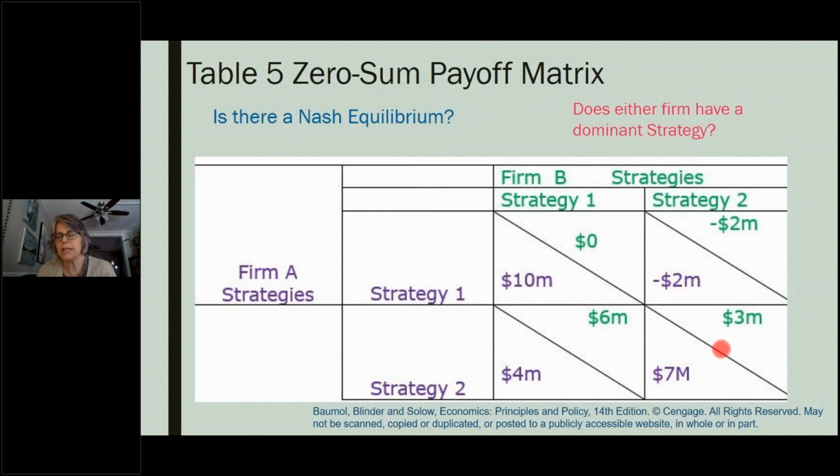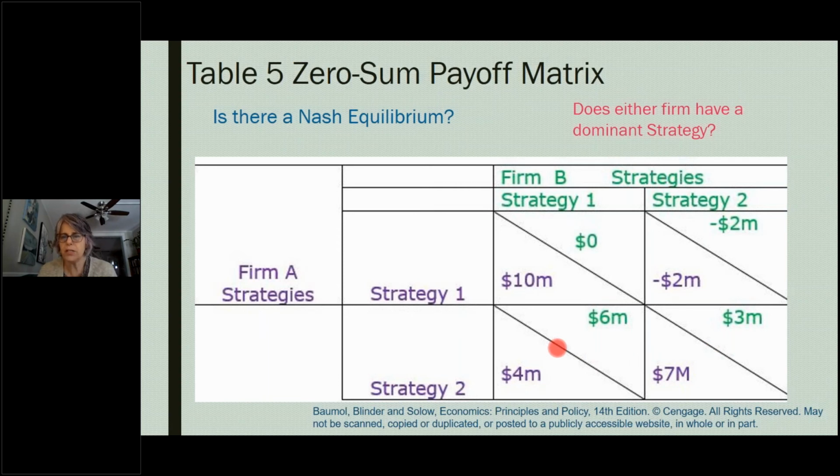Let's just say we start here. If we start here where they're both doing strategy 2, does firm A have a desire to change its behavior? Well, if they're both here, firm A can change its behavior to strategy 1. They're not going to do that because they're going to go to negative 2. If they're here, does firm B have a desire to change its behavior? Yes, it does, to go here. So you go from here to here.